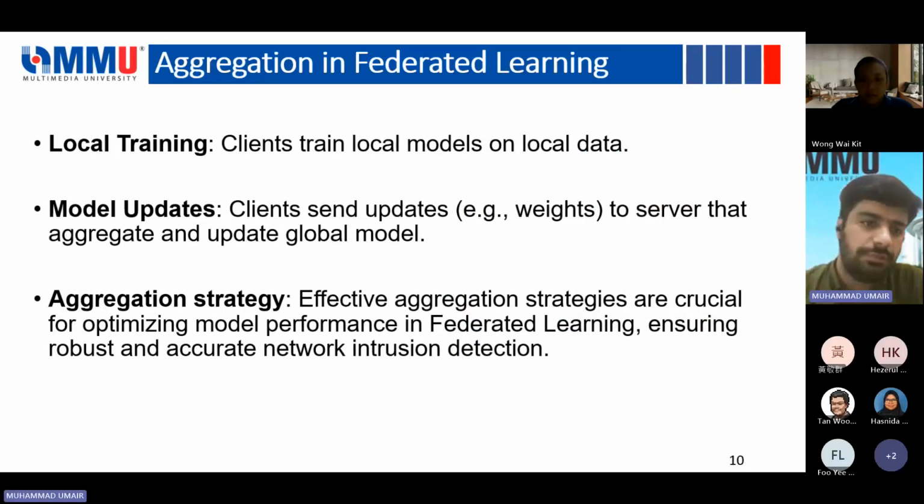Now, in federated learning, because the model is trained using multiple clients, aggregation is one of the most important things. Local training means that clients train on local data, and then for the model updates, the clients need to send their updated model weights to the server side so that the global model can be aggregated. There are different aggregation strategies that are crucial for optimizing model performance in federated learning and that ensure robust and accurate network intrusion detection.